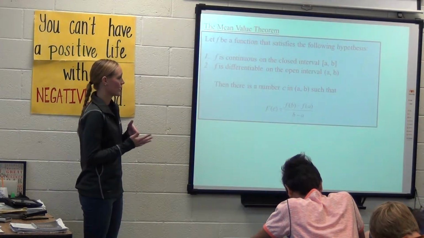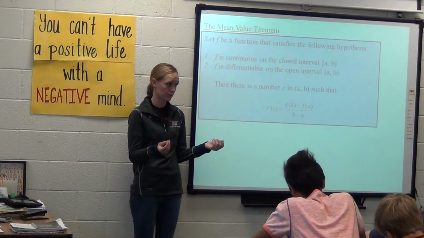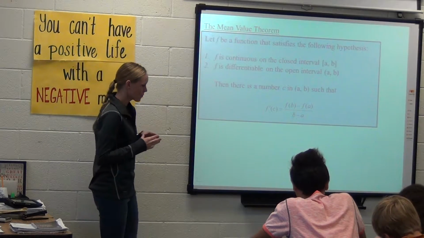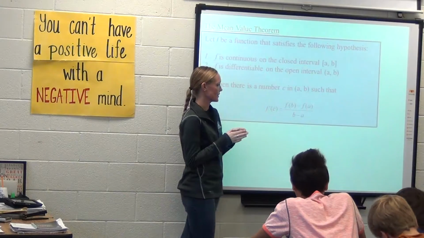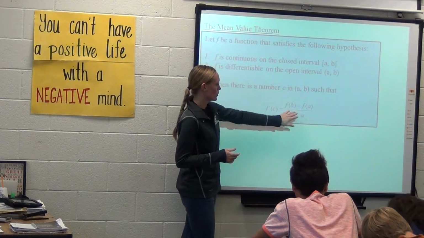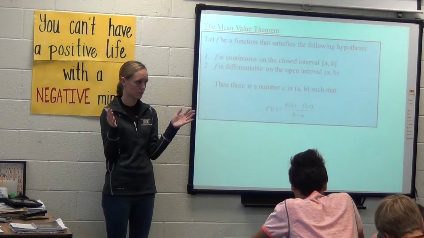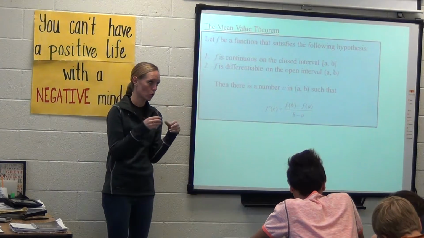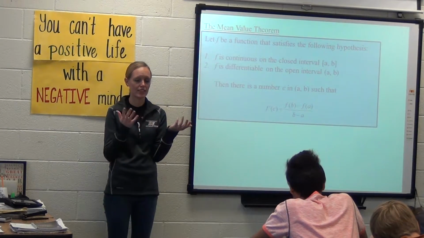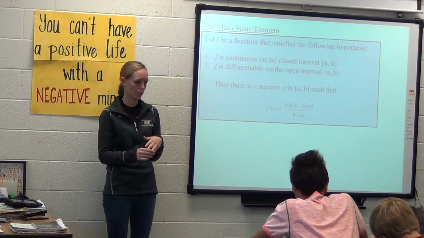What the mean value theorem gets rid of is the requirement that f of a has to be equal to f of b, which is no longer true. What it tells us is that there's going to be some point in the interval where the derivative is equal to the average rate of change between the two endpoints. That is, the derivative at some point equals the slope of the secant line between the two endpoints of the interval.